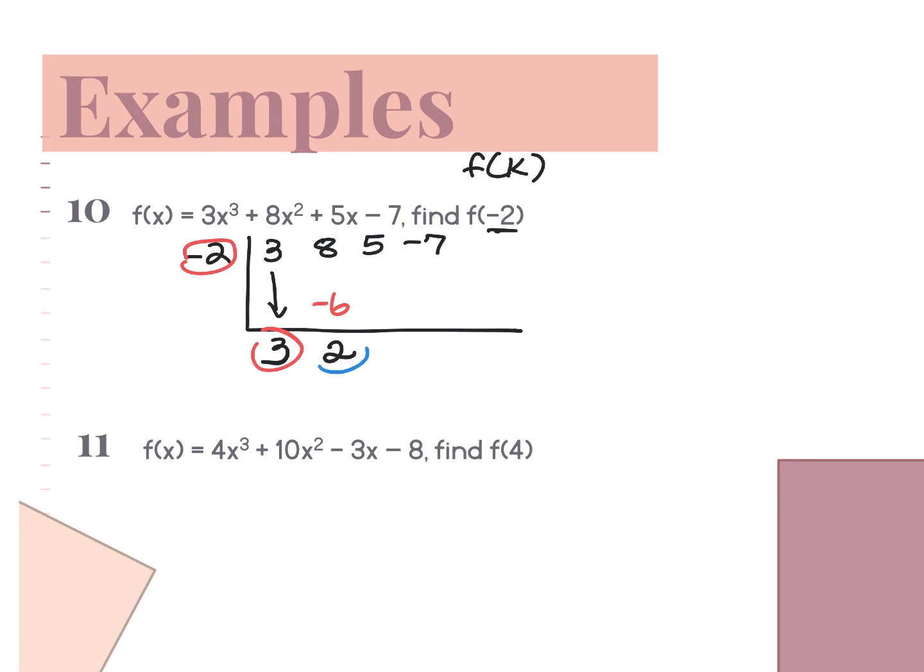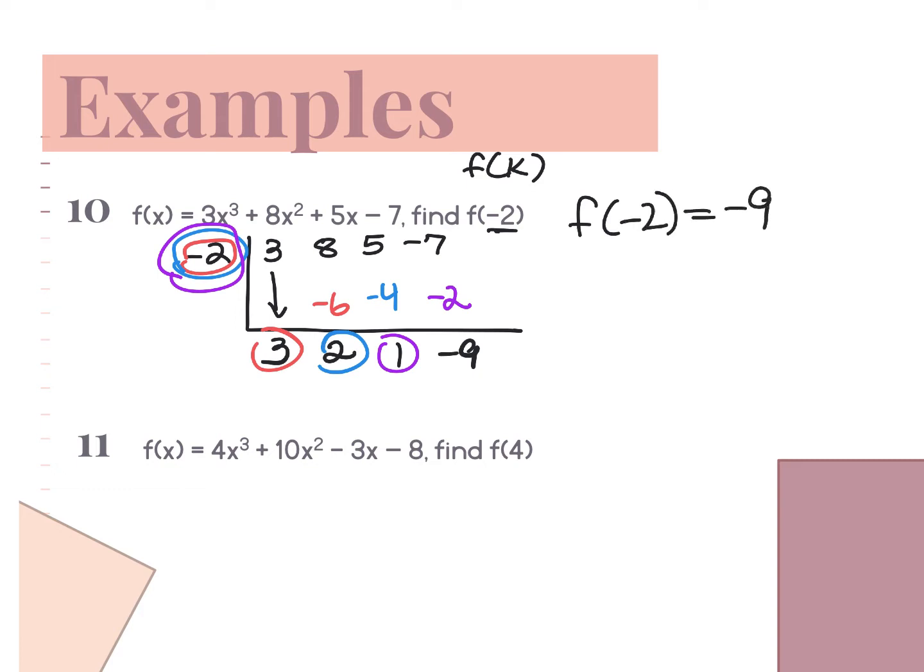I'm going to multiply 2 times negative 2. Write that product in that next column. Add the column. Multiply again, the 1 times the negative 2. Add the column. And my remainder here is the answer to the problem. So f of negative 2 is equal to negative 9. So it's going to be equal to the remainder. And this is an ordered pair that we could graph for this polynomial.